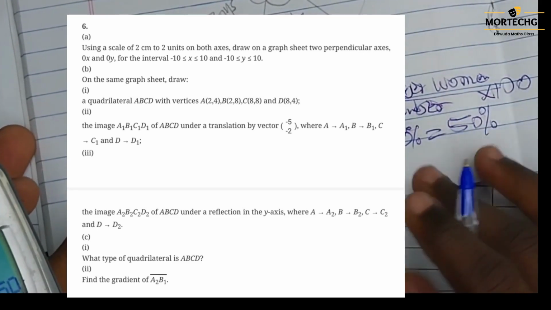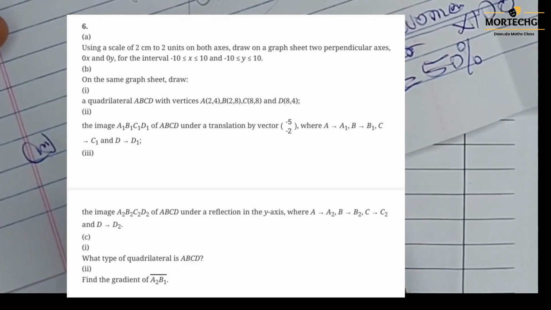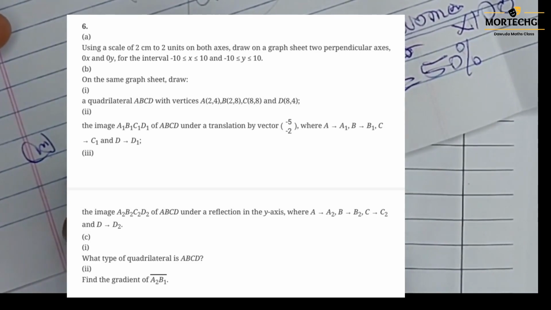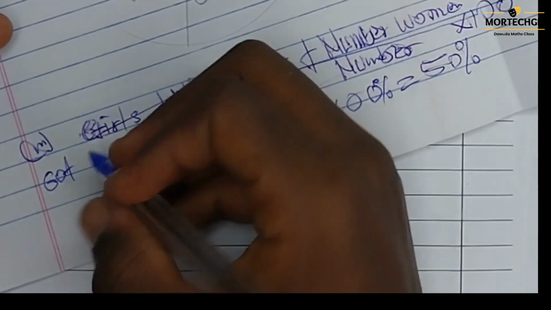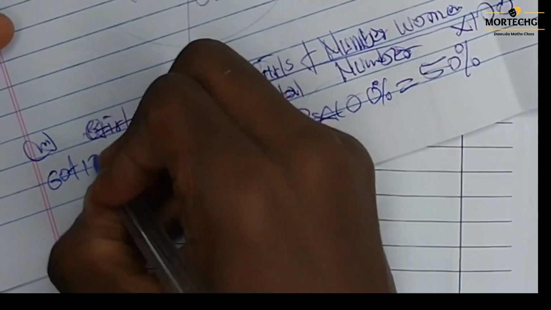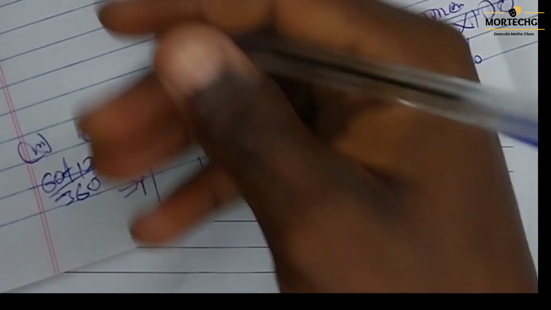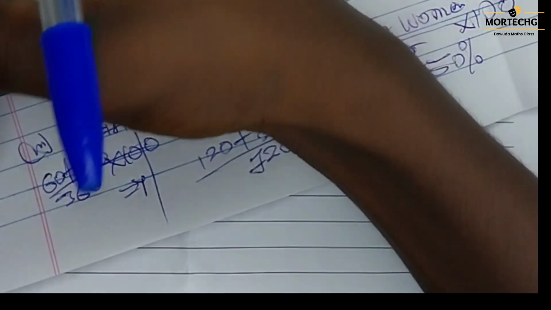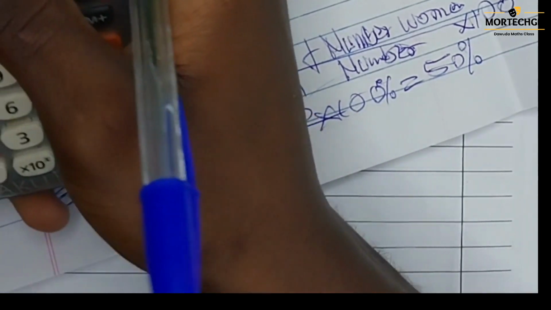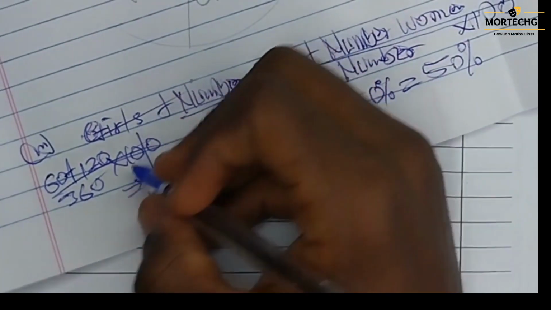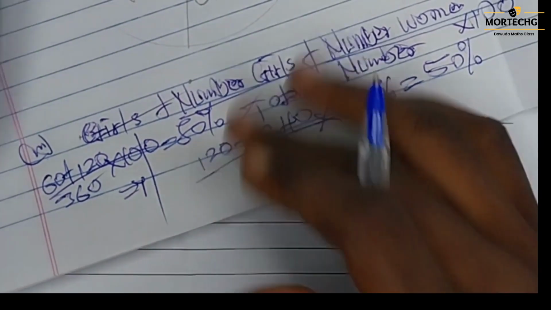Now that's one way of solving it. Another way of solving is by considering the angles. So angles for girls is equal to 60 degrees, plus angles for women is equal to 120 degrees, all over total angle, which is 360, times 100. So we have 120 degrees plus 60 degrees all over 360 times 100, and you have the same answer, which is 50%. Any is accepted.